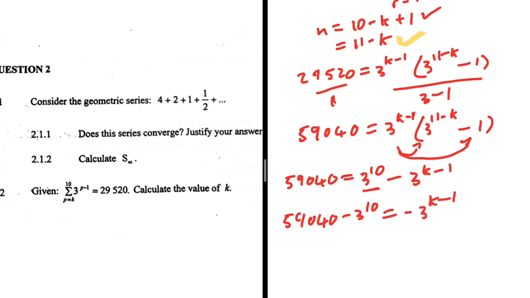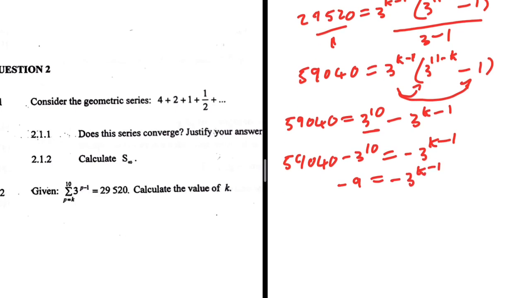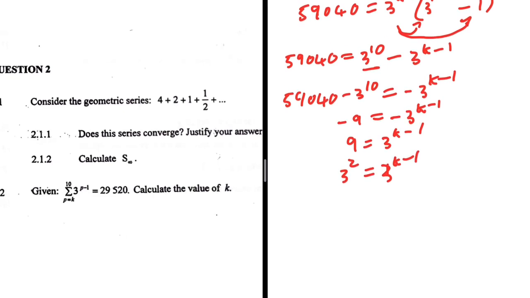So 59,040 minus 3 to the power 10. I'm getting minus 9 being equal to minus 3^(k minus 1). Dividing both sides by minus 1, 9 is equal to 3^(k minus 1). We want to drop the bases and equate the exponents. So let's write 9 as 3 to the power 2, which is equal to 3^(k minus 1). So 2 is equal to k minus 1, and 3 is equal to k.